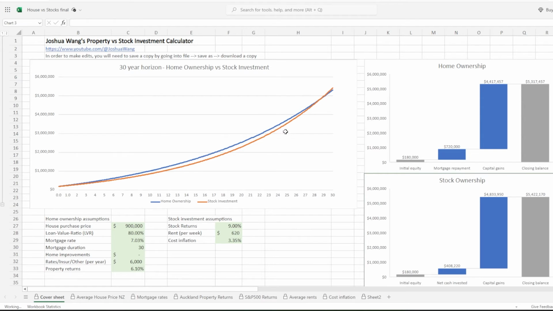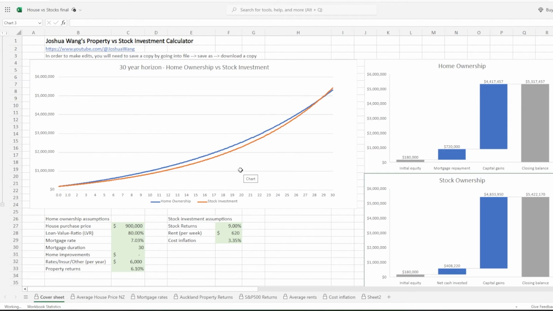And you can see this chart over here. What's interesting to note is that the stock investment option underperforms the home ownership option for a very long time until closer to that 30-year period where it slightly overtakes it. So the biggest gap between home ownership and stock investment is probably around this area over here, around 19 to 20 years. And after that, the stock investment option basically overtakes the home ownership returns over the long term.